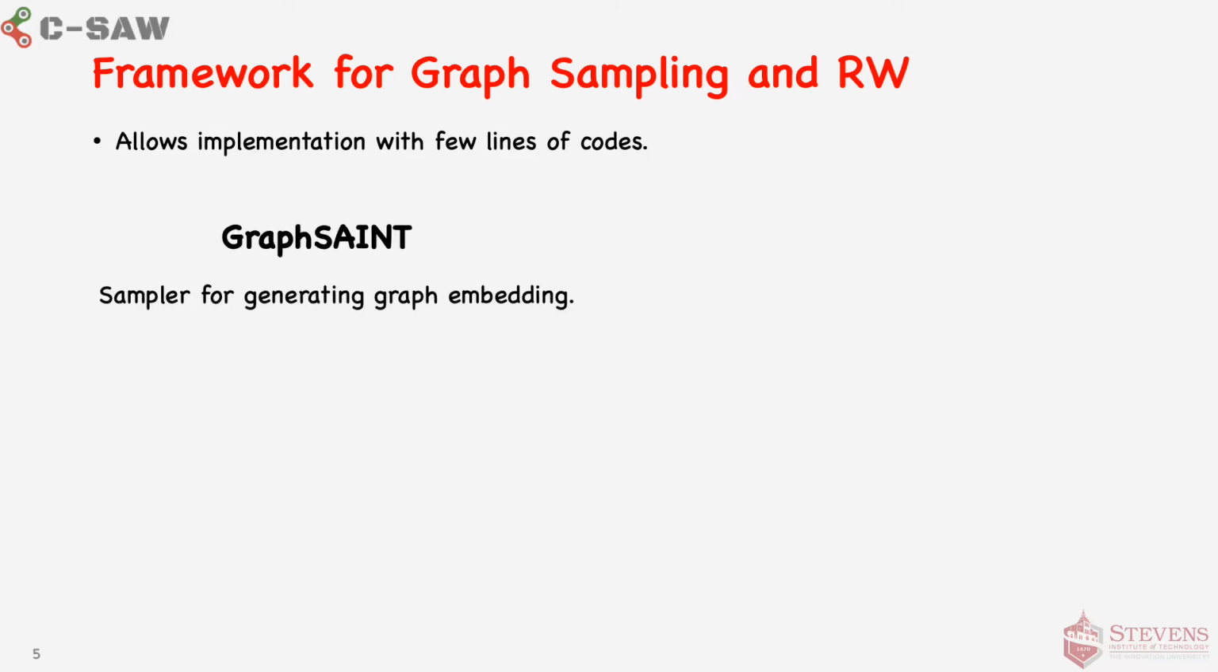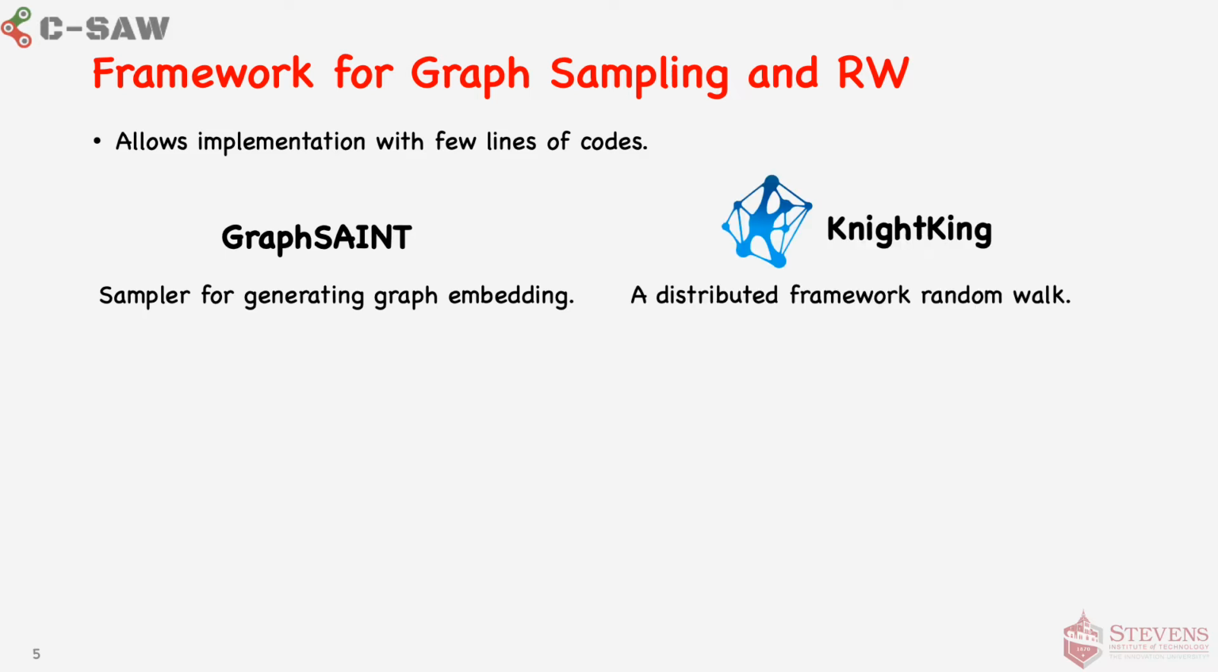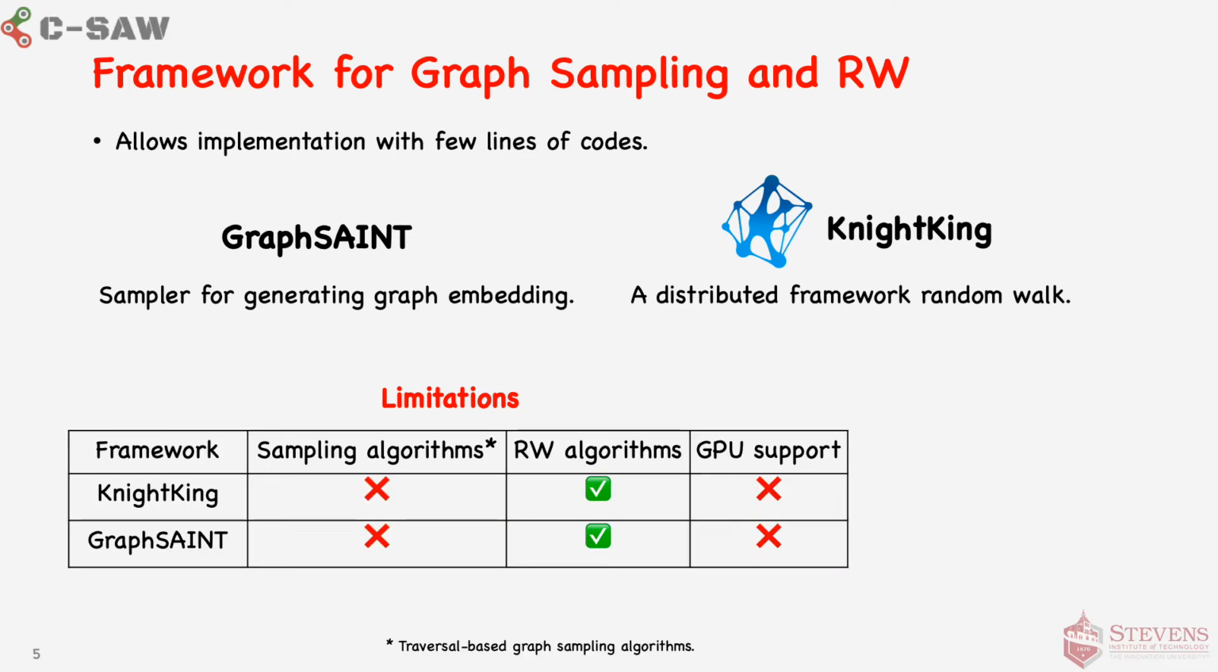Two related works propose a framework. The first one is GraphSim, which focuses on defining samplers for generating graph embeddings. The second one is NightKing, which is a distributed framework for random walk algorithms. Moving towards the limitations, both GraphSim and NightKing lack support for the majority of traversal-based graph sampling algorithms and also do not support GPUs. Here, we exclude simple random node or random edge sampling.